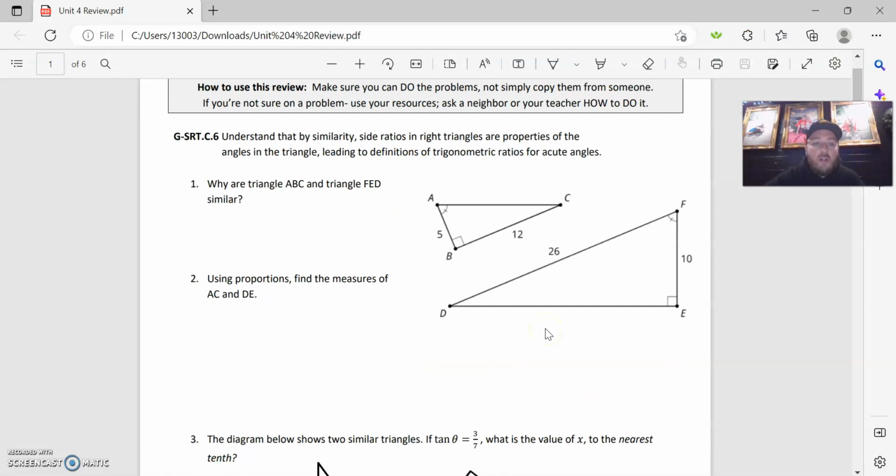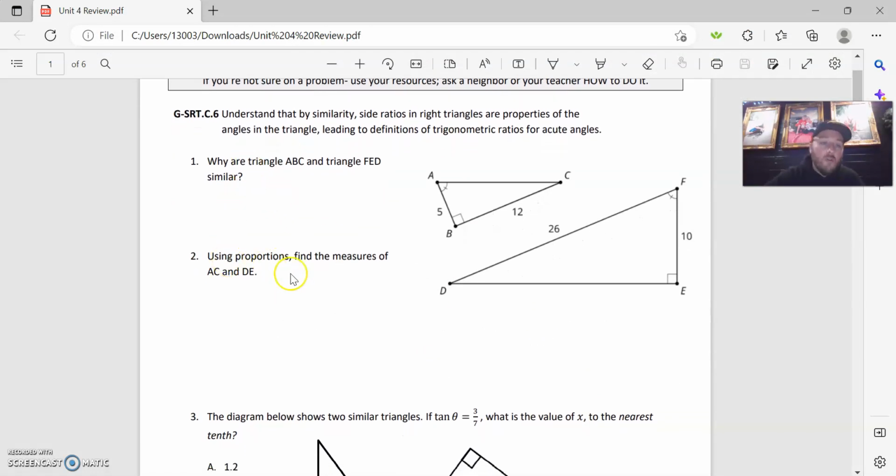Question 2 is asking for proportions. So finding the measure of AC. Okay, well, AC is pretty straightforward, honestly. I've got several ways to do this. The easiest way is that I have memorized the Pythagorean triple. 5, 12, 13 is the Pythagorean triple. The other shorter way is to use the Pythagorean theorem, say 5 squared plus 12 squared, and take the square root, and you get the square root of 169 is 13. And there you have it. I would not use proportions.